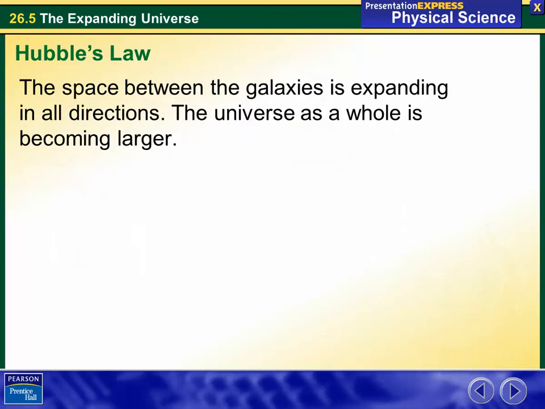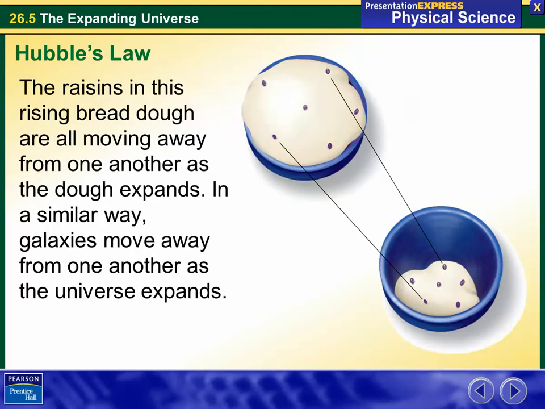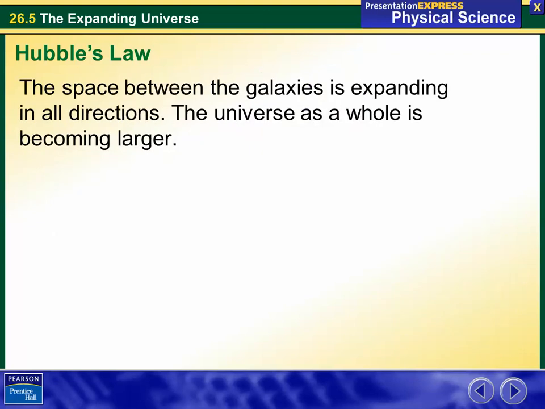So I believe that is it. Oh, no. The last thing: the space between the galaxies is expanding in all directions. Again, the universe as a whole is becoming larger. So it's not just one small portion of this bread that is expanding, the entirety of the dough is expanding, just as the entirety of our universe. It's not just one area that is expanding. The entire universe itself is in fact getting larger. Again, that redshift being the big example.